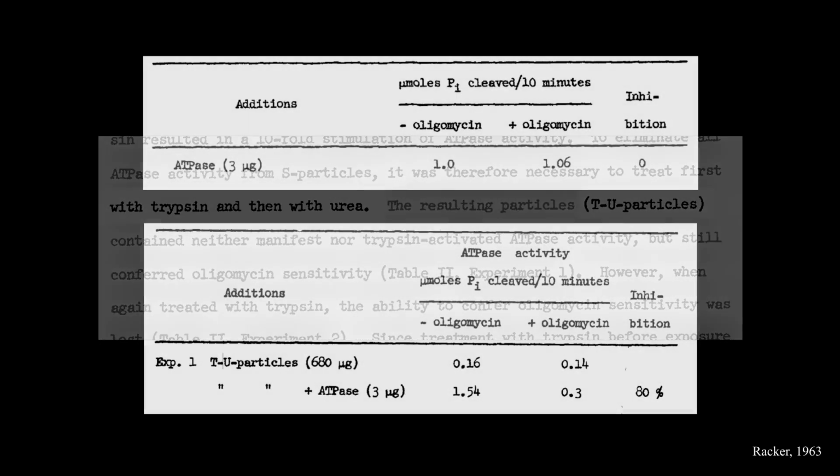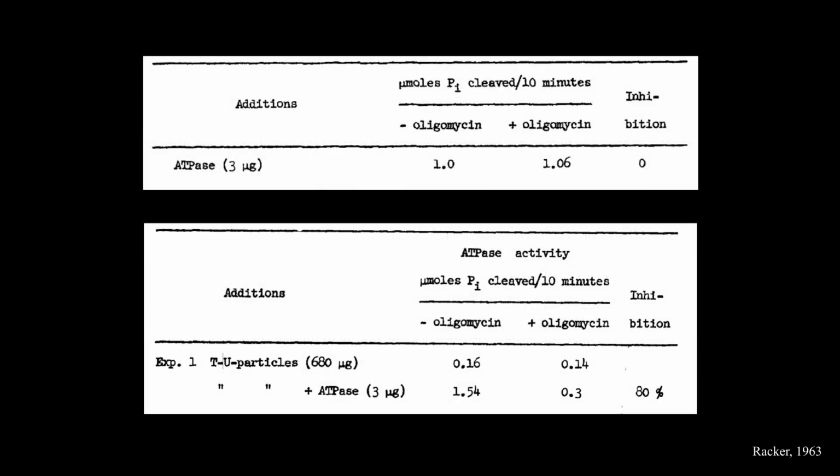And here we see the results of these experiments. As expected, ATPase is not sensitive to oligomycin, and we see this since phosphate is cleaved from ATP in the presence of oligomycin. But adding TU particle to ATPase makes the ATPase sensitive to oligomycin, and we see that here by the fact that 1.54 micromolar phosphate is cleaved without oligomycin, but only 0.3 micromolar is cleaved in the presence of oligomycin. And so they called the factor responsible for this activity oligomycin sensitive factor, FO.